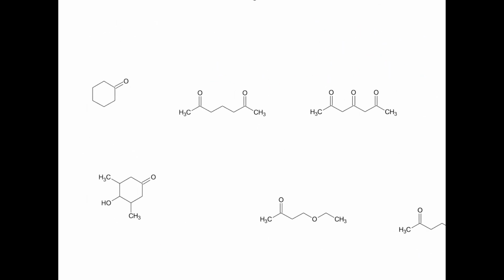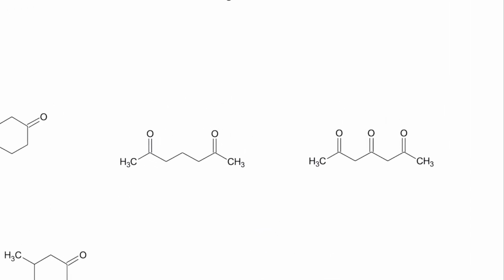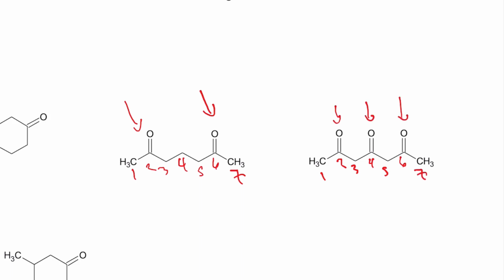When naming a ketone, if we have more than one ketone, we got to keep in mind that it'll be a dione or a trione. So I've got a couple examples here. So we start 1, 2, 3, 4, 5, 6, 7 carbons. In the 2 position is a ketone, and in the 6 position is a ketone. Over here, 1, 2, 3, 4, 5, 6, 7. So in the 2 position is a ketone, in the 4 position is a ketone, and the 6 position is a ketone as well.